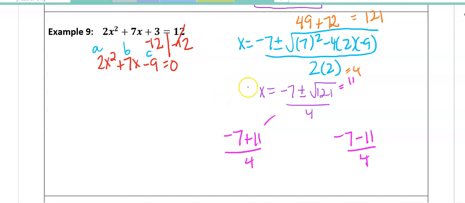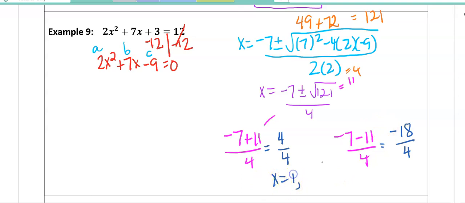So let's go over here and let's finish this. -7 plus 11 is 4 divided by 4. And negative 7 minus 11 is negative 18 divided by 4. So our two answers would be x equals 1, and this is not a whole number. This is actually a negative 4.5, or if you reduce the fraction, a negative 9/2. So this would not have been able to be factored, if you can see that. Okay? It'd be a slide divide and bottoms up problem.